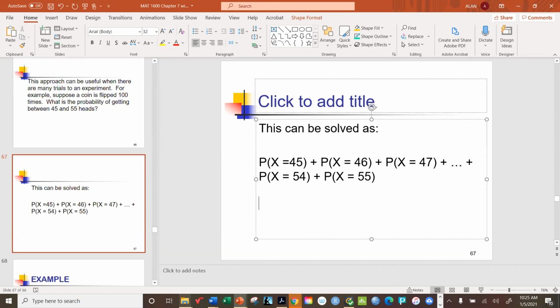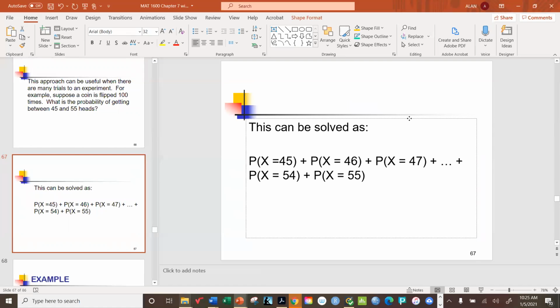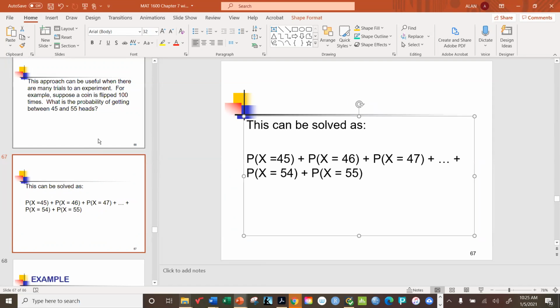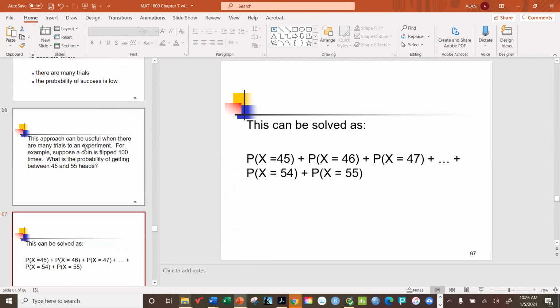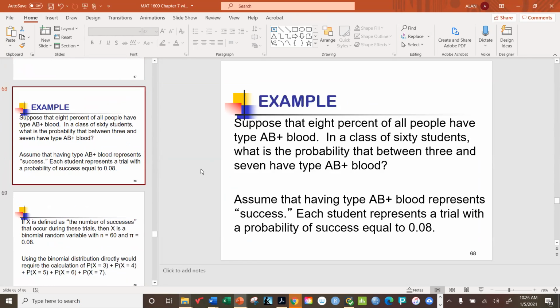And you might say, well, what's the big deal? Well, that's 11 calculations. That's going to take a while. And what if we needed, let's say we flipped the coin 1,000 times and we're looking for the probability of getting between 450 and 550 heads. That's really going to take a long time. So in cases like that, it might be quicker and easier to come up with an approximation based on this normal distribution.